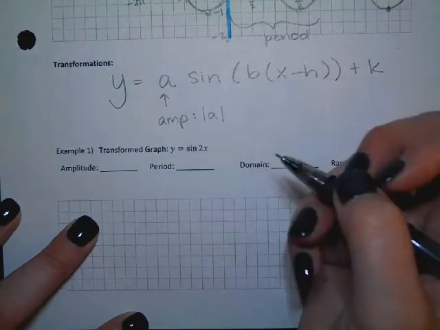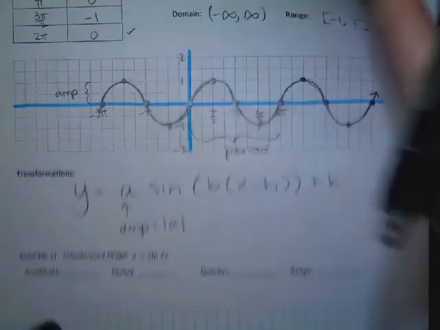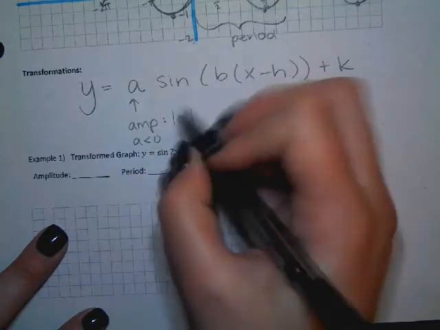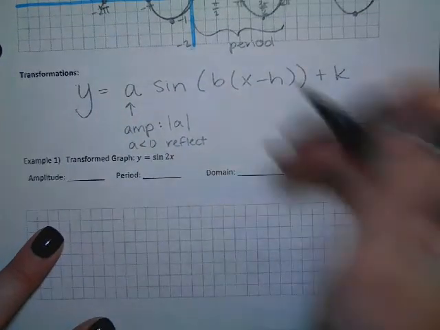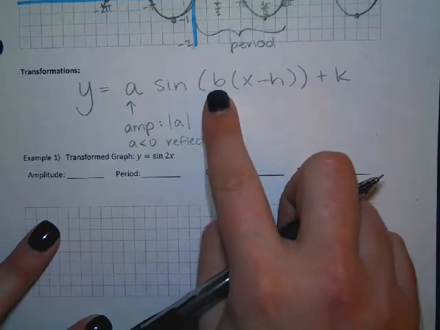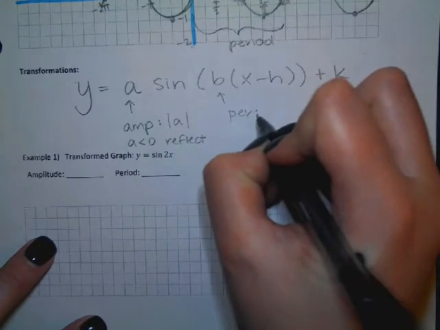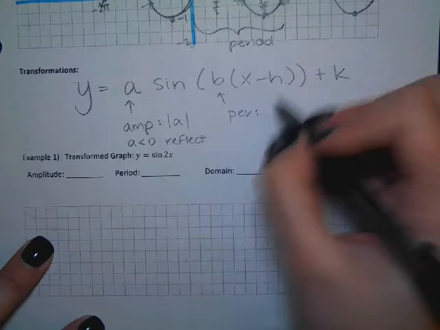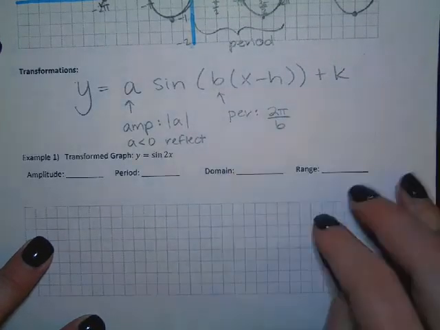If A is negative, then instead of going up first, you're going to go down first, okay? So if A is less than 0, then reflect. Okay. This number right here, we've never had one before. That number right there is a period change for the graph. So a normal period for the graph is 2 pi. To figure out the period, if we have a number there, we're going to do 2 pi divided by b.